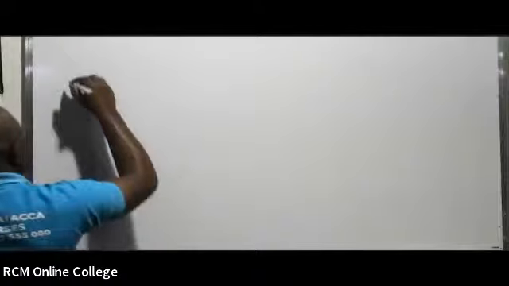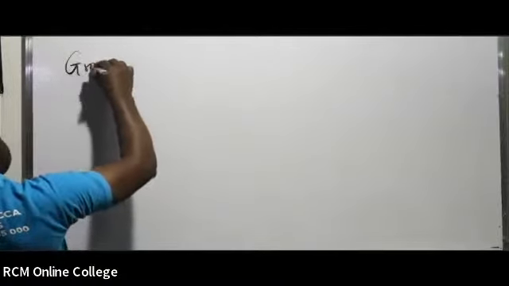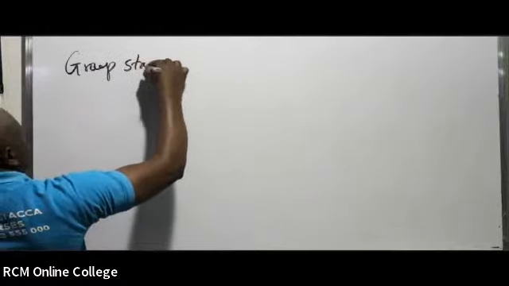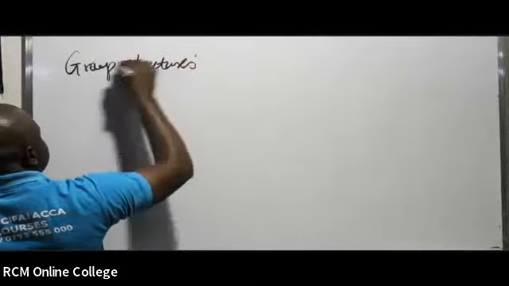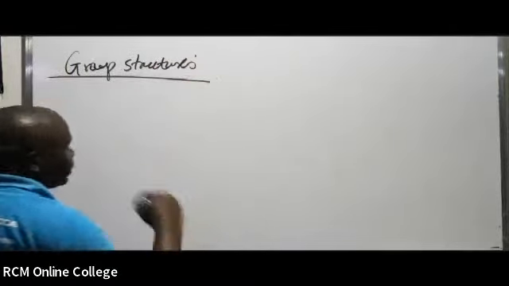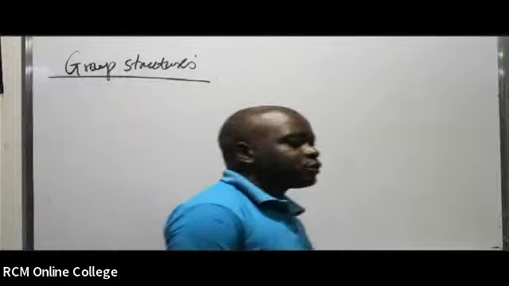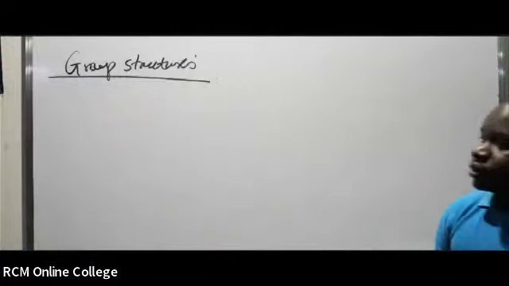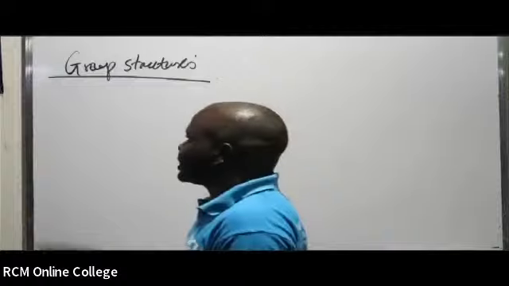So you can write a small title here, group structures. And this is ideally what you're supposed to always start with when you're solving a consolidated financial statement in an exam. You need to start with drawing what you call a group structure. You need to draw a group structure.